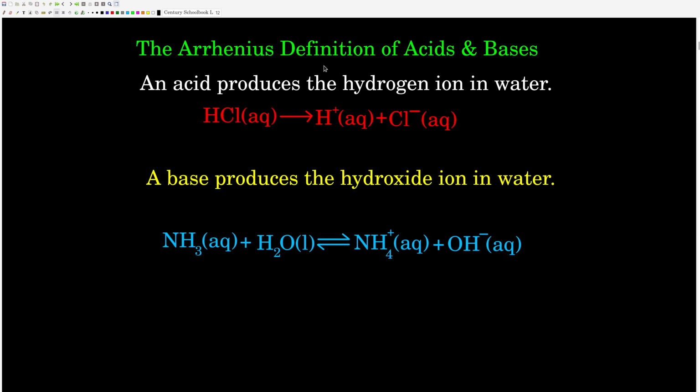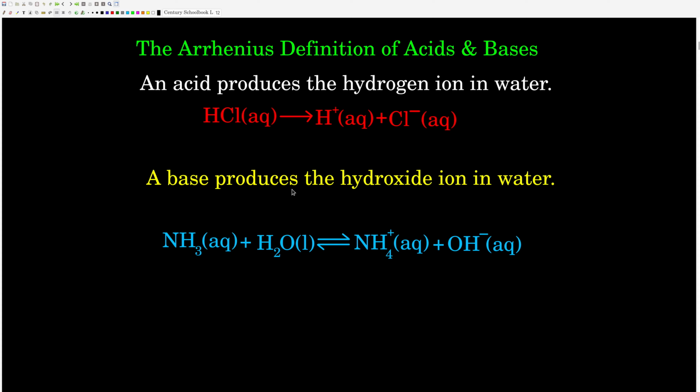So this is the oldest of the ones we're talking about, Arrhenius definition. And the definition of an Arrhenius acid is a compound that produces the hydrogen ion in water. So for example, if we put hydrochloric acid in water, we produce the hydrogen ion, thus it's an Arrhenius acid, and chloride ion. And an Arrhenius base is something when you put it into water, produces the hydroxide ion.